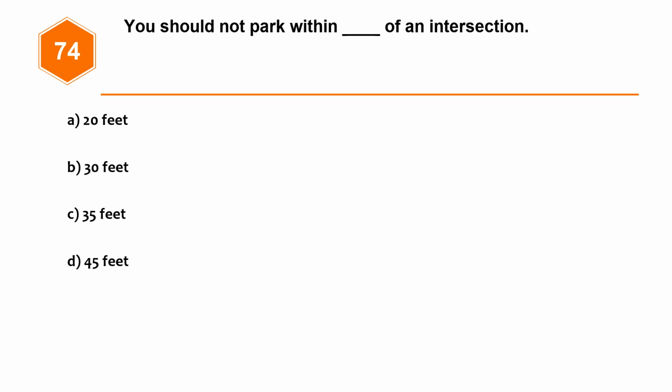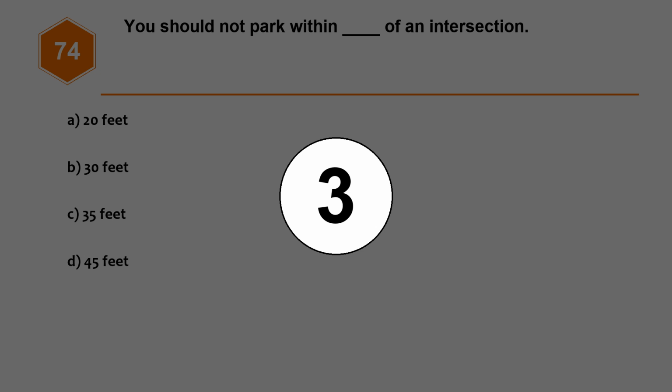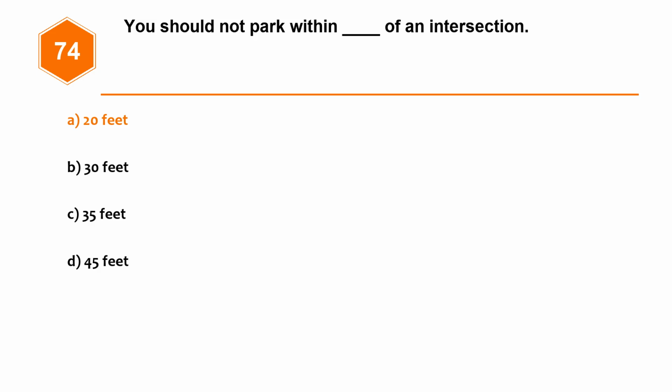Question 74. You should not park within blank of an intersection. Option A, 20 feet. Option B, 30 feet. Option C, 35 feet. Option D, 45 feet. The correct answer is option A, 20 feet.